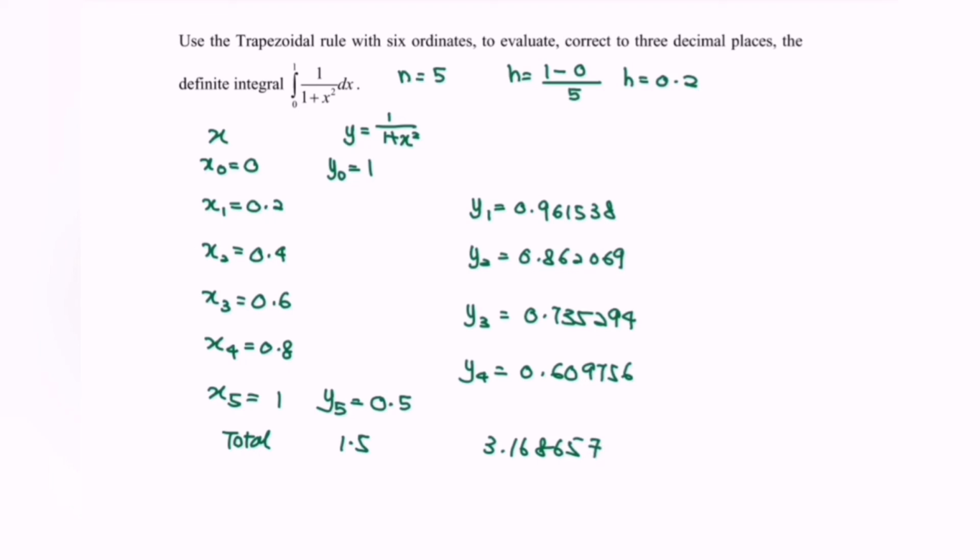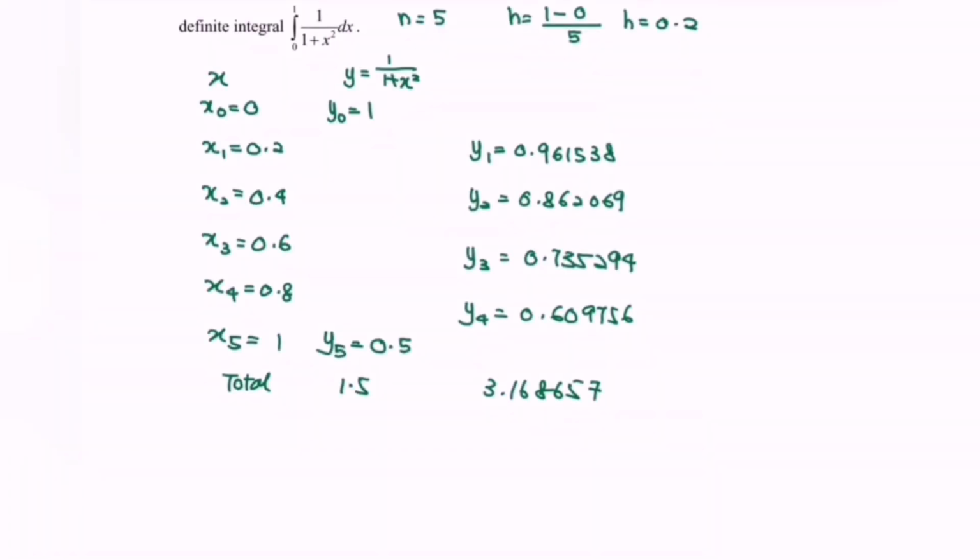so kindly substitute the situation into the formula. So here we have the formula for the trapezoidal rule. h, where we have 0.2 over 2, multiplied by 1.5 plus 2 multiplied by 3.168657. Determine the value, and we have 0.783731. Round the answer to 3 decimal places, and we have 0.784.